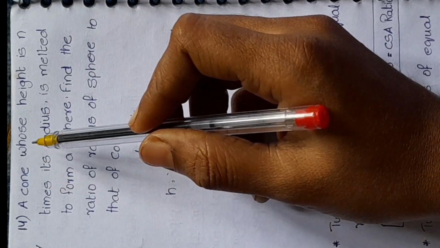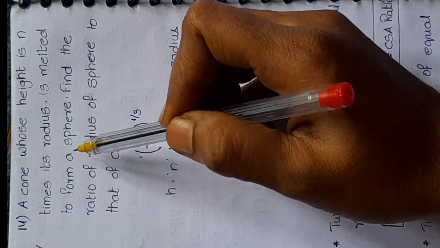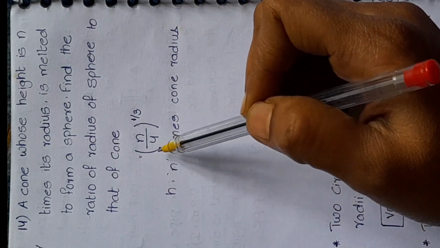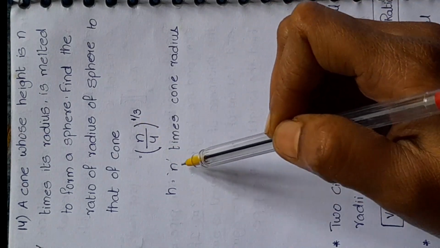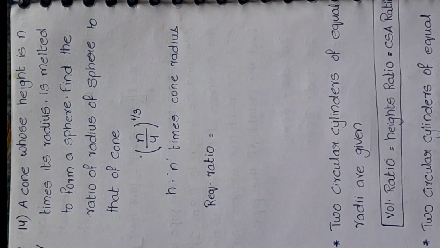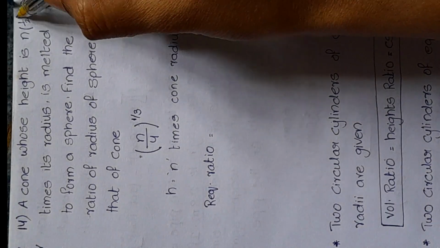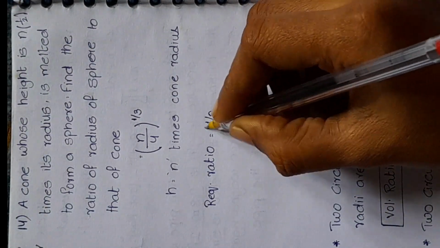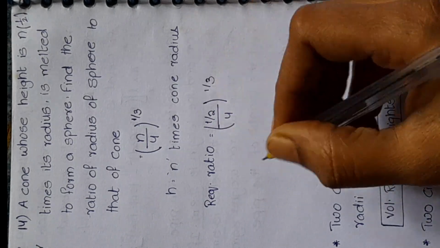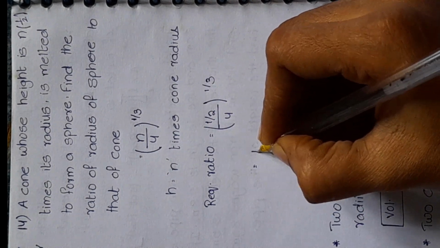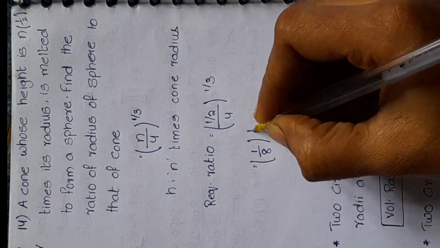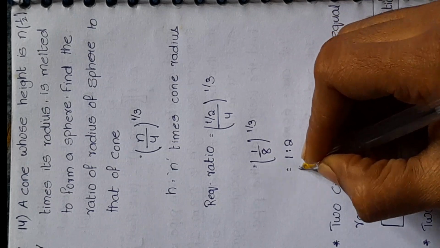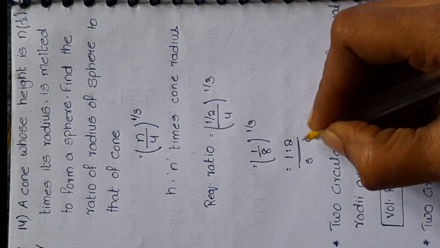14th question. A cone whose height is n times its radius is melted to form a sphere. Find the ratio of radius of sphere to that of the cone. The formula we use here is n/4 whole power 1/3. Here height is equal to n times the cone radius. Here if n is 1/2, take this as 1/2. Let us solve the problem. Required ratio is 1/2/4 whole power 1/3. So this can be written as 1/8 whole power 1/3. 8 can be written as 2 power 3. So the ratio is 1:2. This is the ratio of sphere to the cone radius.